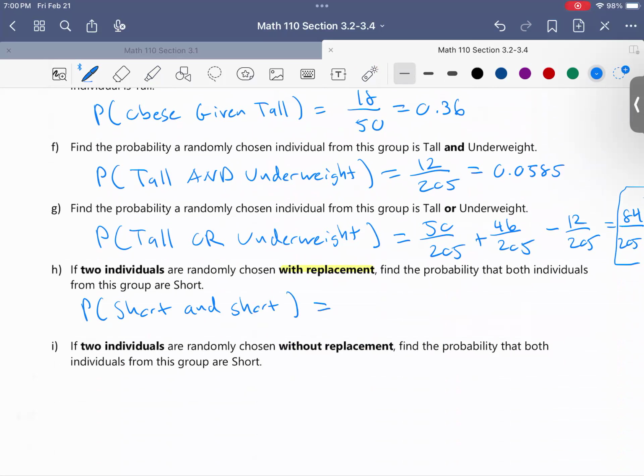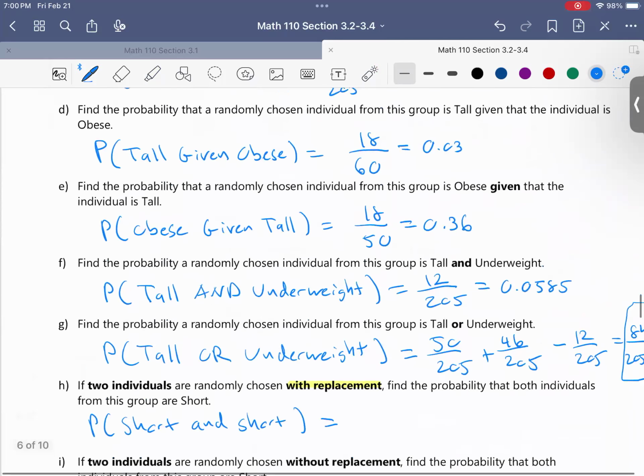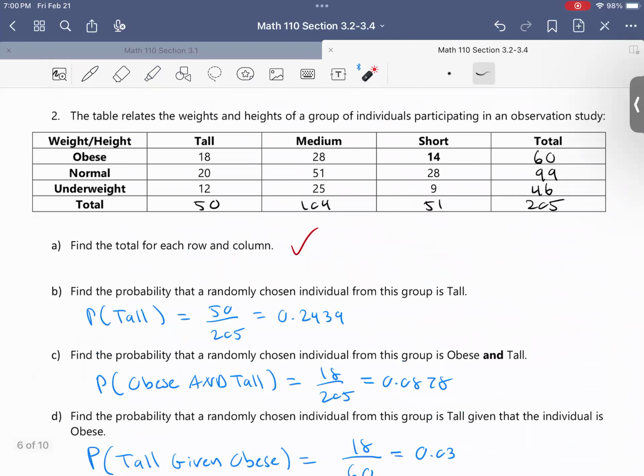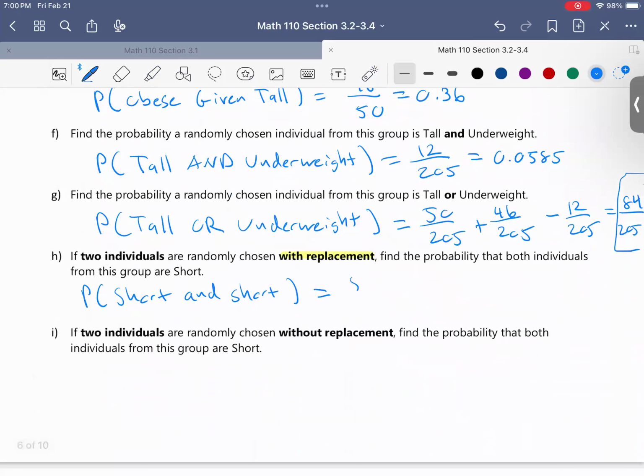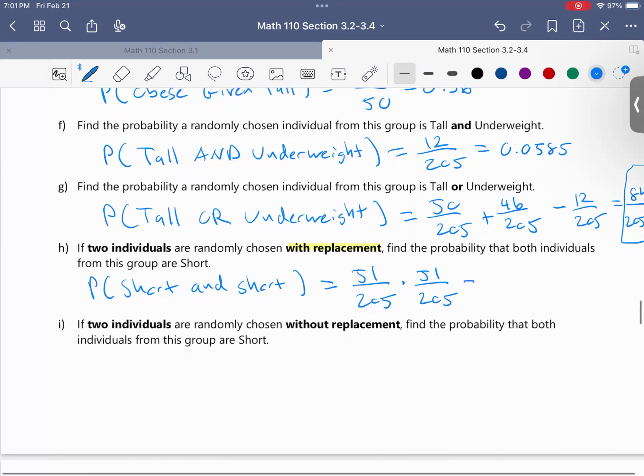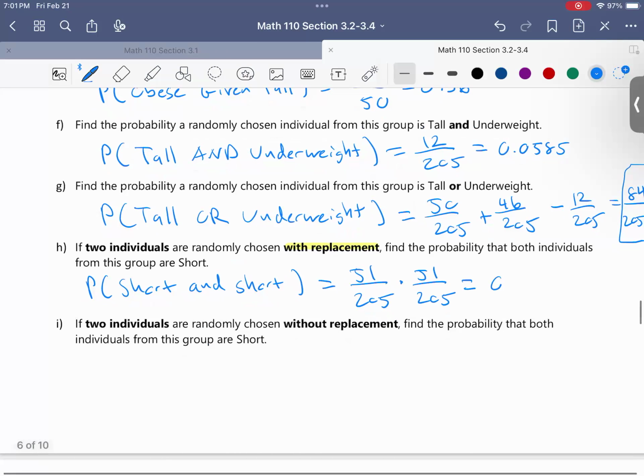Okay, so that first person is going to have a probability of 51 over 205. That's my chances of selecting someone short right away. And if I'm able to put that person back in, the total stays the same. So what I would do here, if I want to select that second person, I would have the same exact probability, and I would just make sure to multiply those two probabilities. And so that comes out to 0.0619.